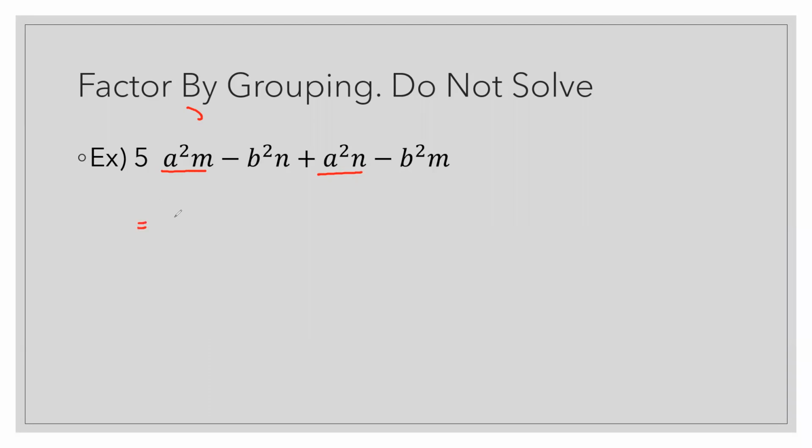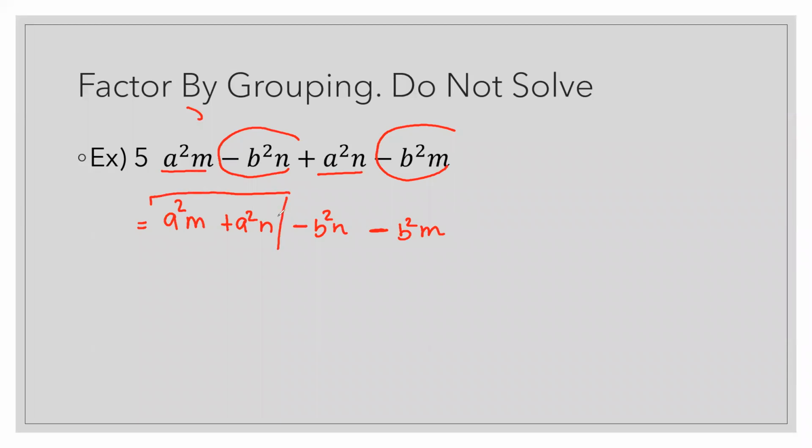So let me rearrange this problem. Let's rearrange this as a squared m plus a squared n, right? And then let's get all the b's on one side. So we have a b here and a b there. So you have negative b squared n minus b squared m. Okay, so now let's try grouping by factoring. So split it in half.